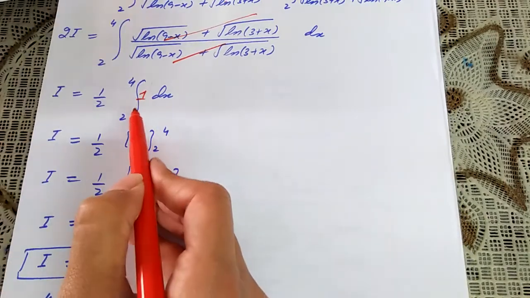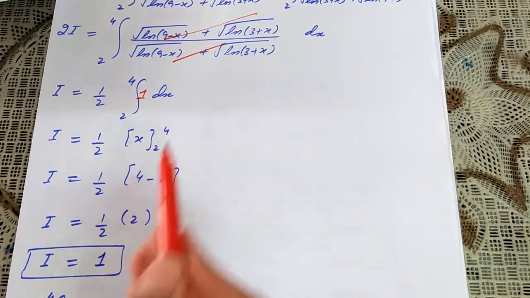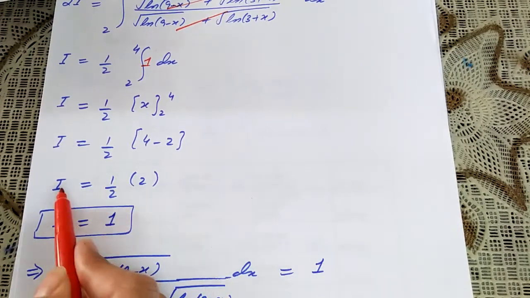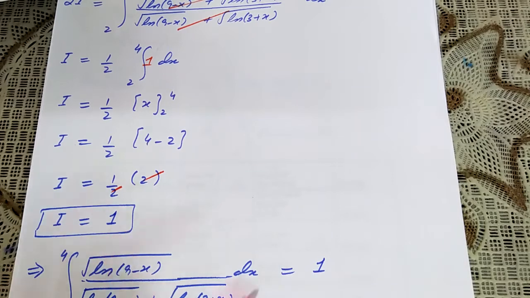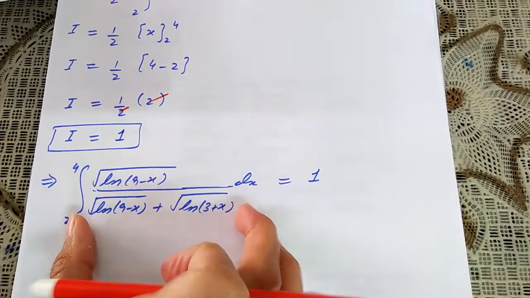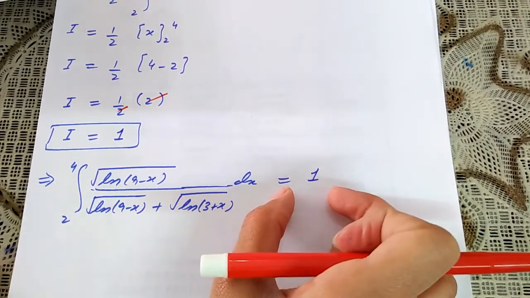Now you know that the integration of this is simply x, and the limit of integration is from 2 to 4. Upper limit minus lower limit in place of x. I will get I equals 1 by 2 into 2. This will be cancelled. So I equals 1. And what was I? I was my question, that I have written here. So this limit integration is equal to 1 here.